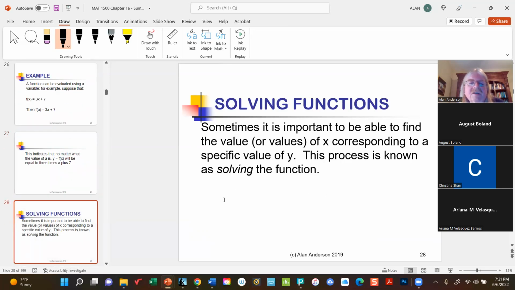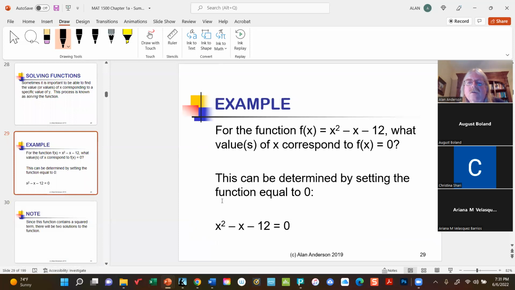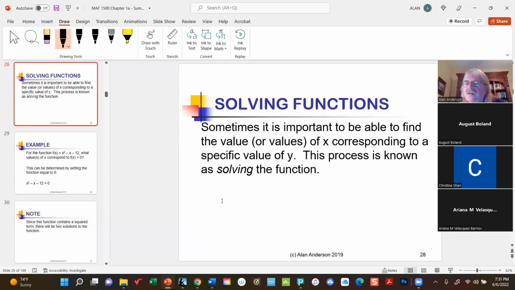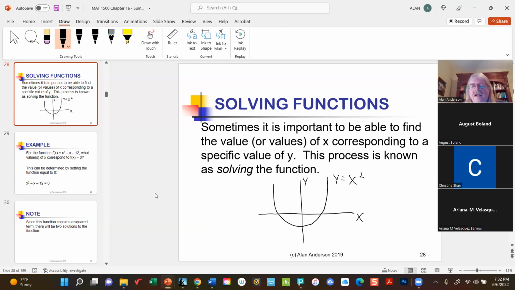All right, solving functions. Now, what is this all about? We often need to solve for functions. Usually what this means is that we're looking for the point where the function crosses the horizontal axis. Let me just give you a quick reminder. For example, if you have a quadratic equation, it will be represented by a shape known as a parabola. Well, let's start with a very simple case. x squared. And I did not draw this very well. Let me change it a little. That's better. Okay.